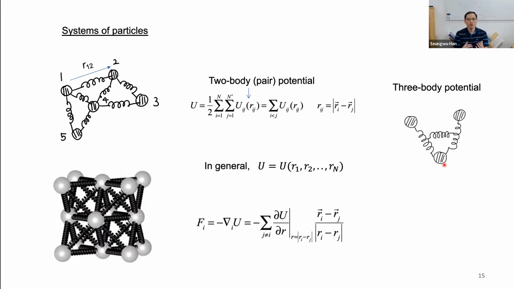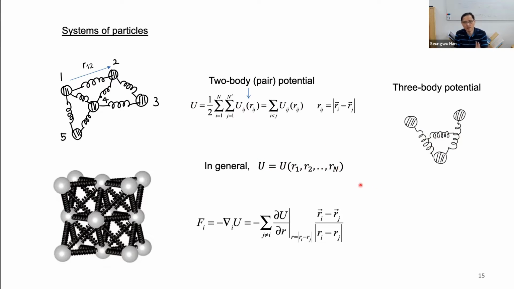Okay, in reality, in actual materials, there are many atoms. We can say that they are connected by effective springs. And if this is just a spring that we have discussed before, then this is the two-body or pair potential, whose sum will give you the total potential energy. But this is not the only potential type, because if the springs are connected in a form like this, then it effectively has a three-body potential. Or in general, all the atoms' positions are needed to describe the potential.